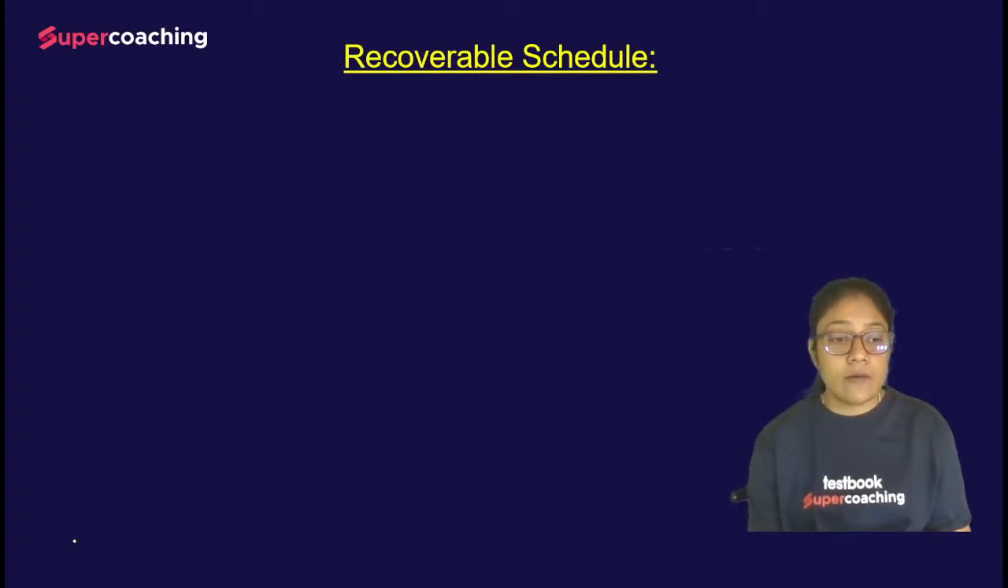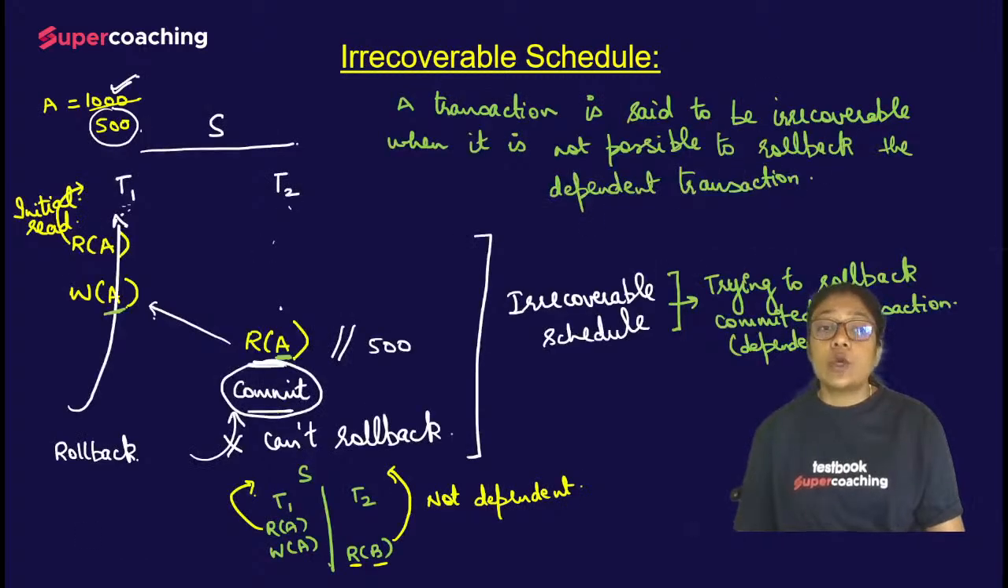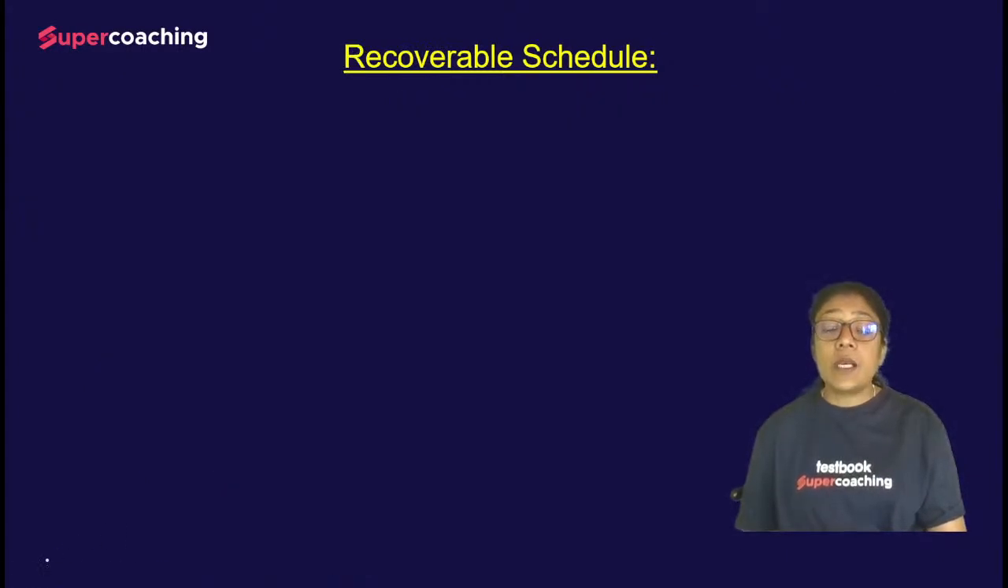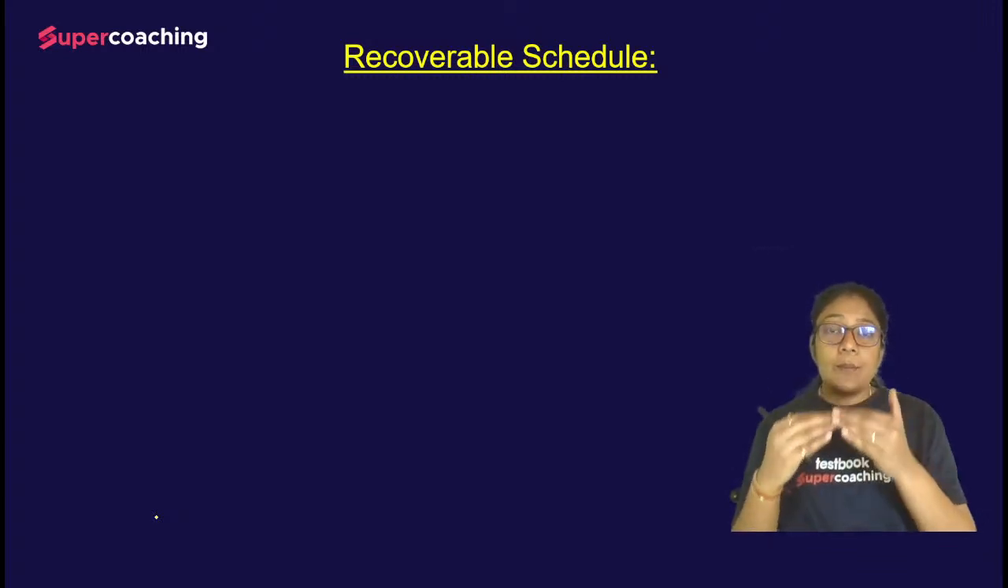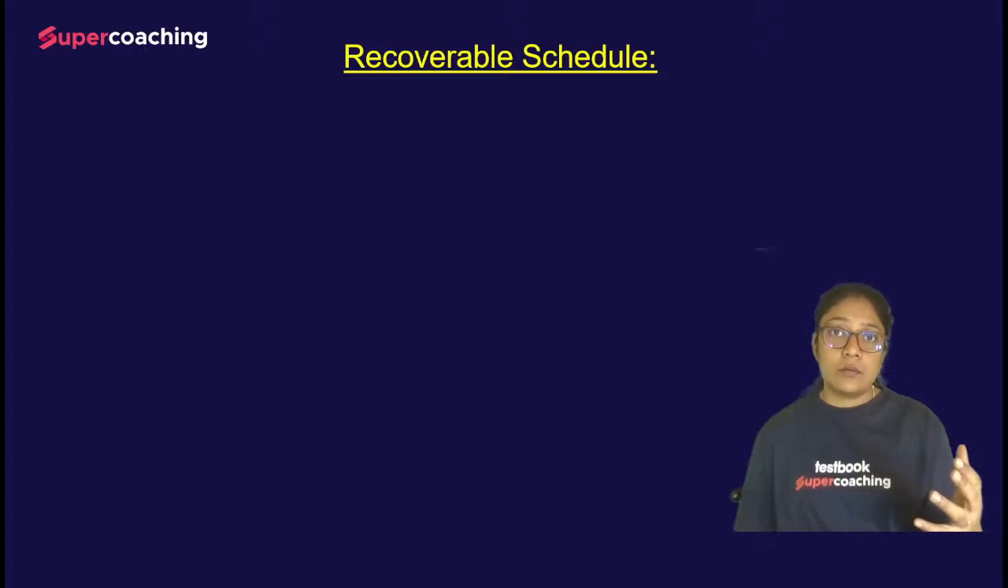Next one is recoverable schedule. When can we say that we have a recoverable schedule? When we delay the commit. Basically, why did the problem come in irrecoverable? Because transaction T2 gets committed immediately. So in order to make this recoverable, what we'll do is delay the commit of the dependent transaction till the main transaction gets committed or rolled back.